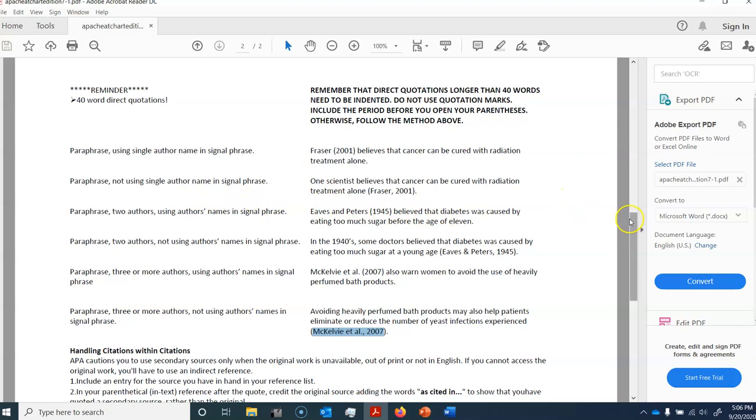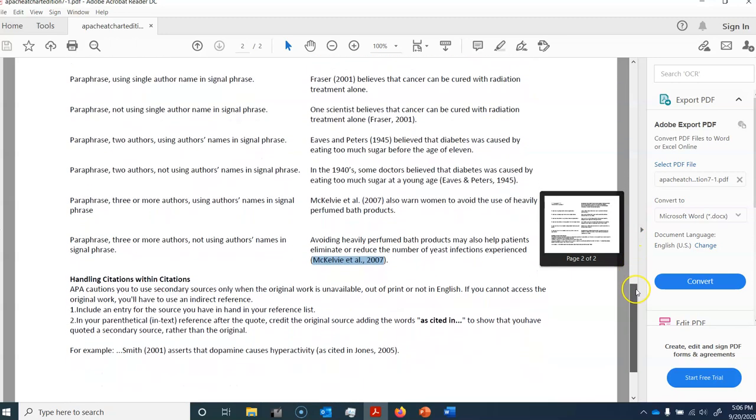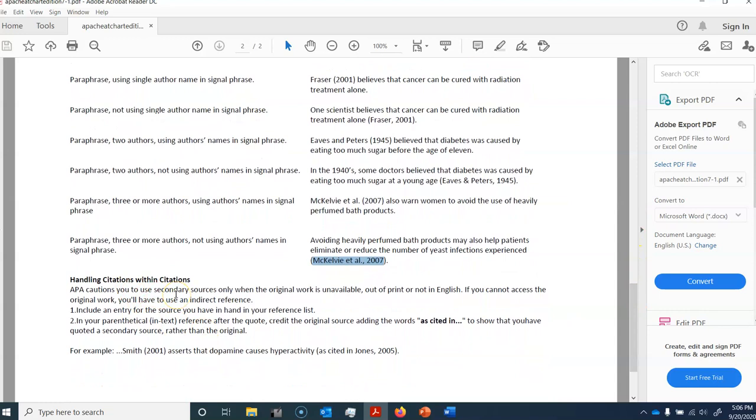Another question that comes up, and this is a little more advanced, is about how to handle citations within citations. Sometimes you'll have a research source that is using APA themselves, so they'll be referencing different people that they have looked up and the work that they have used. If you have an indirect reference, you're going to include an entry for the source that you have in hand in your references list. But when you're actually writing, you're going to credit the original source, adding the words "as cited in" to show that you quoted a secondary source rather than the original.